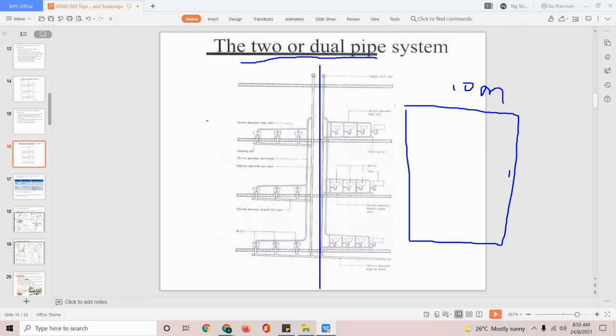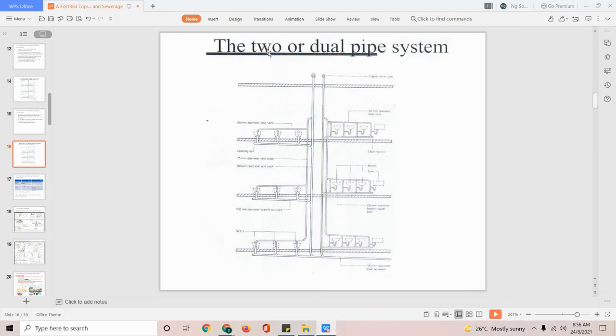So we can have a pipe here, and then we can have a pipe here from a plan view. So let's say this is the room for our WC. One of the pipes can be here, and then for the basin, the pipe also can be here. And then they can be connected down below and away. So this is the advantage of the two pipe or dual pipe system.